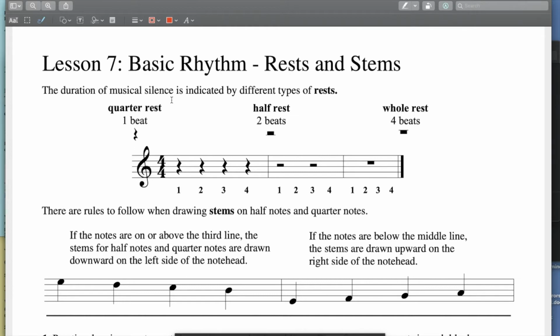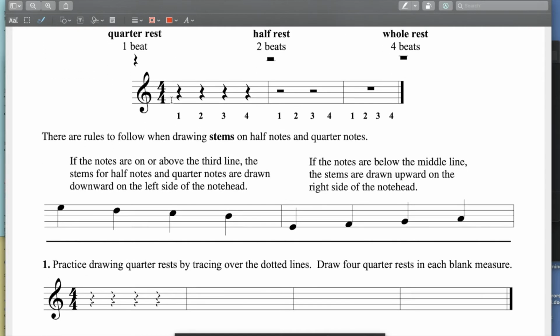There are the counts, how you write them in for those different types of rest. Yes, telling the difference between a whole rest and a half rest can be tricky. When you draw the stems on the quarter and half notes, it talks about if the notes are above the third line, the stems go down and they're on the left. If notes are below the middle line, the stems are on the right and they go upward.